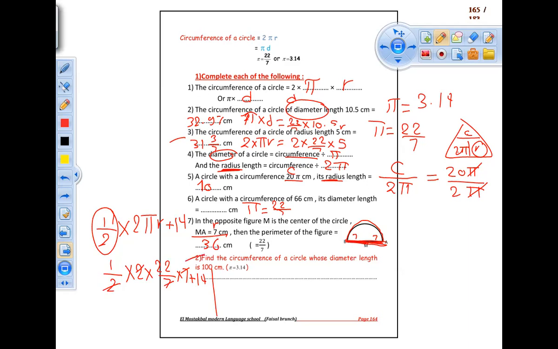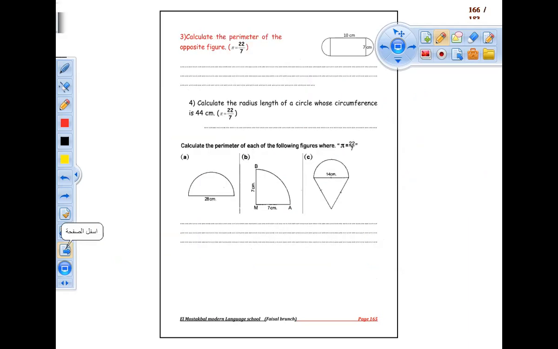And now we look at other questions like this. Calculate the perimeter of the opposite figure. What is this figure? Here we have a semicircle, half of a circle, and another semicircle, half of a circle. In the middle, we have a rectangle. We say the perimeter of the outlines, like this. Then we have here a semicircle and a semicircle, which is equal to a circle.